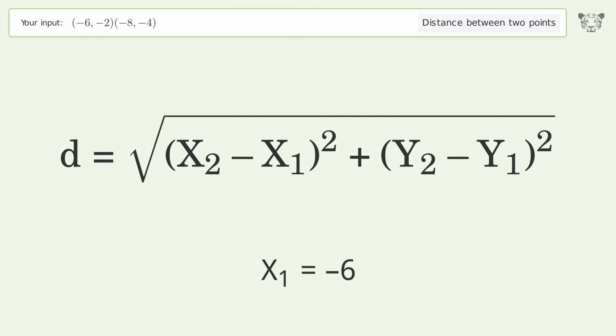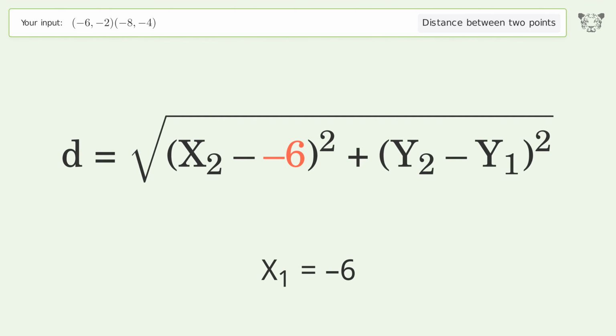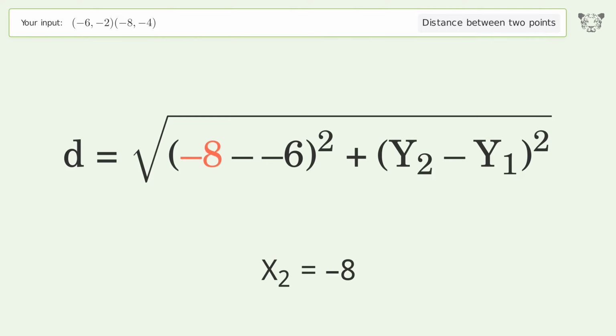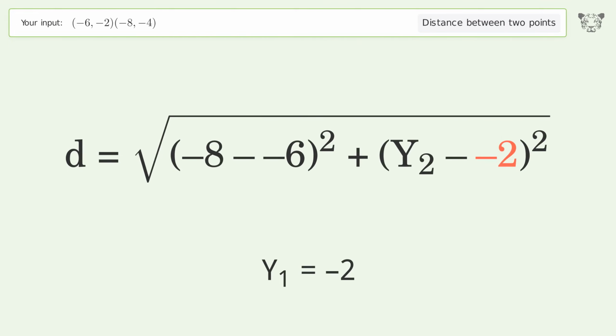x1 equals -6. x2 equals -8. y1 equals -2. y2 equals -4.